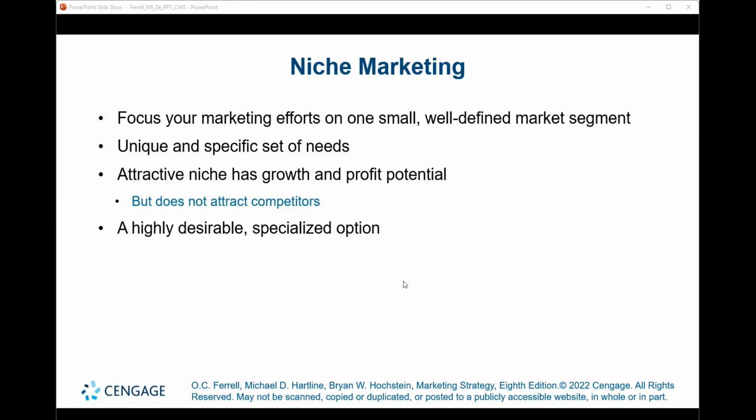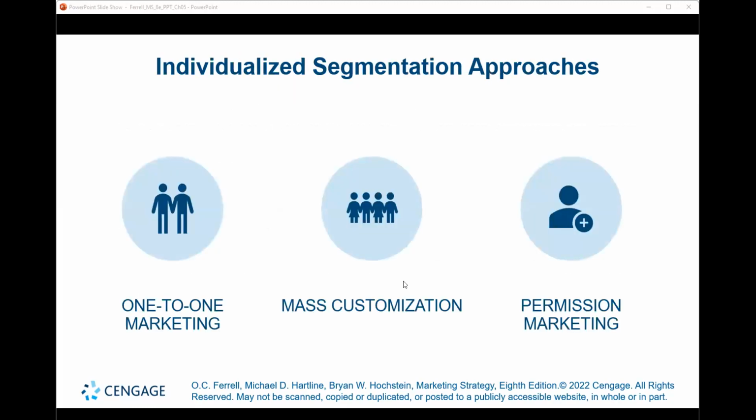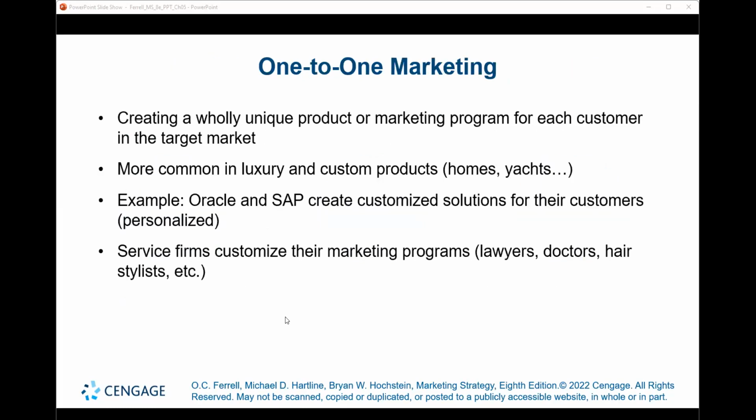So niche marketing. So the individual sales approach is when you're going towards individuals, but it's the unique segments in itself. One-on-one marketing is when you are creating a whole new product out of whole cloth, all right? It is most common in luxury products or custom products that you're building from scratch.